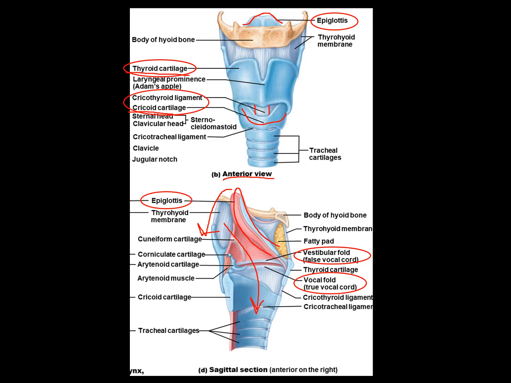And then we can look at the vocal cords, or vocal folds. You notice we have two folds here, a top one and a bottom one. The top one is the vestibular fold, which is part of this soft tissue structure. And then we have the vocal fold, or true vocal cords, right below that. Those are what create the actual sound.